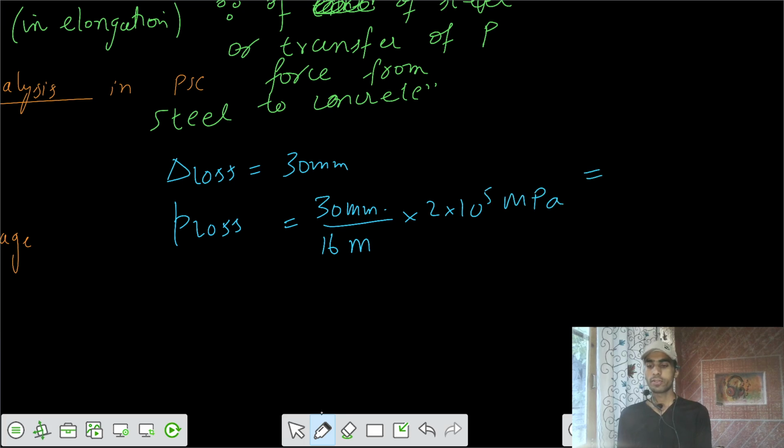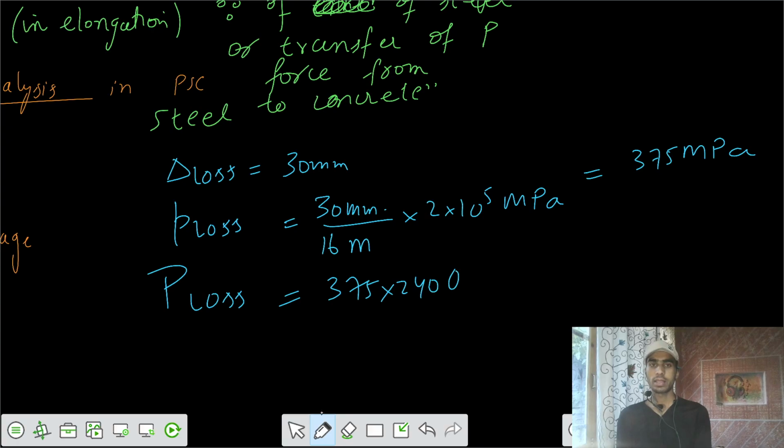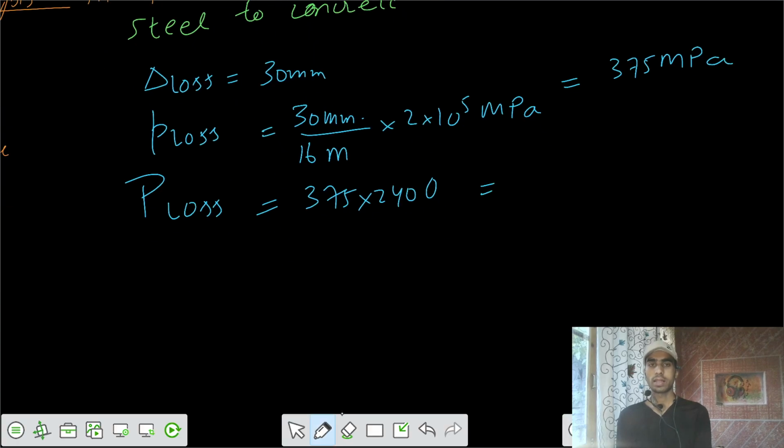So your loss of stress is 375 megapascal. And similarly, what is the force we have lost? Force loss is equal to 375 into 2400, that steel area. So that's 900 kilonewton. That's the amount of force we have lost.